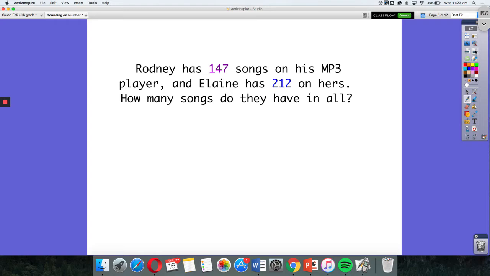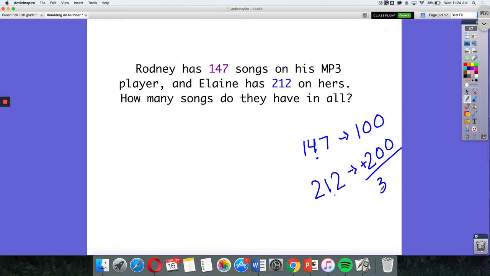So one of the things I could do, if I think back to what we did in the last lesson, was rounding. If I think about the number 147, and I want to round it to the nearest 100, well, this is less than 150, so I know 147 would round to 100. 212, again, less than 250, so it's going to round down to 200. 100 plus 200 is 300, so I know my sum will be somewhere in the 300s. And that just helps me know if my answer is reasonable when I'm adding.